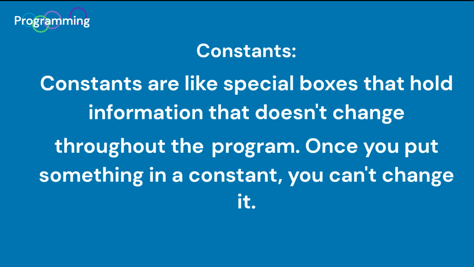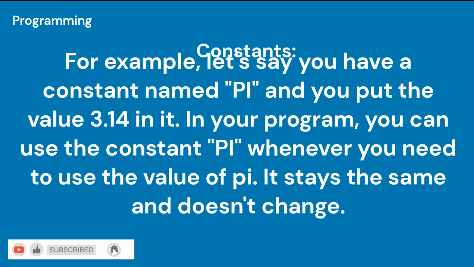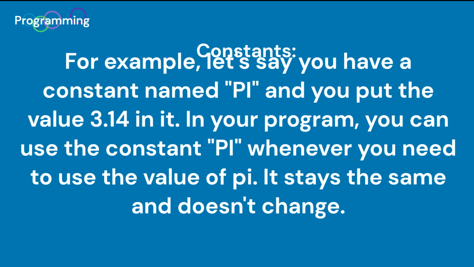Constants are like special boxes that hold information that doesn't change throughout the program. Once you put something in a constant, you can't change it. For example, let's say you have a constant named pi and you put the value 3.14 in it. In your program, you can use the constant pi whenever you need to use the value of pi. It stays the same and doesn't change.